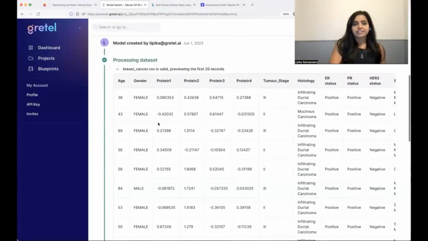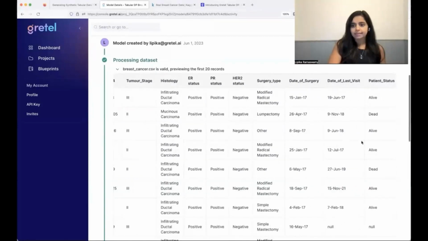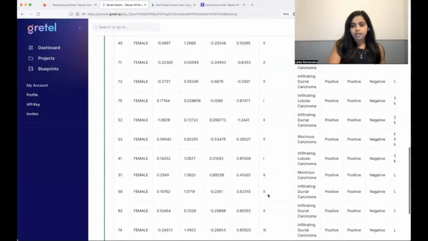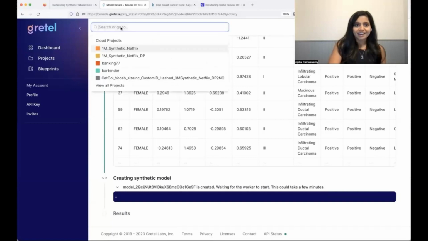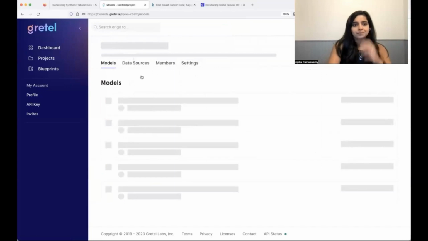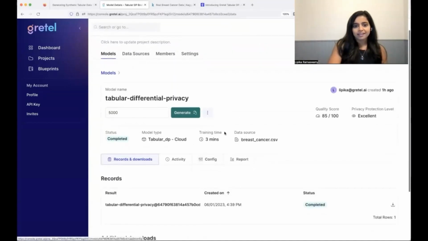So let's look at this data set really quick, right? There's information on age, protein levels, so a bunch of float values, a bunch of categorical variables, some dates, and another categorical variable. So fairly straightforward. And we'll see here that we're waiting for a worker to start. Now, so that we don't have to wait for this model to run, I've already gone through and run it once. So, all right, so we'll see here the training time was 3 minutes.